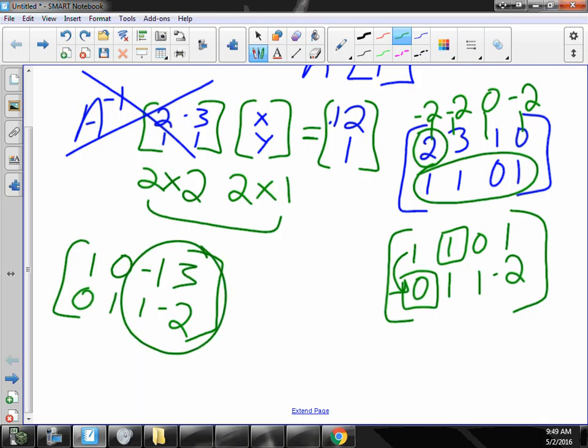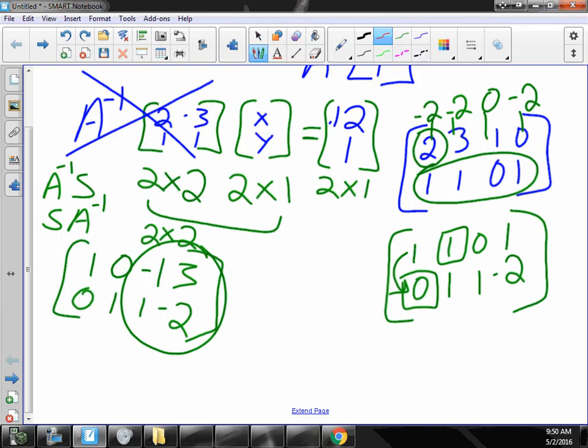This is A inverse. If I take A inverse and I multiply it by the solution matrix, I should get X and Y. Now this is a 2 by 2, and this is a 2 by 1. You can't really mess it up. If you try to multiply it the wrong way, it's not going to work. So you have to do A inverse times the solution matrix. This won't work because they're the wrong size.